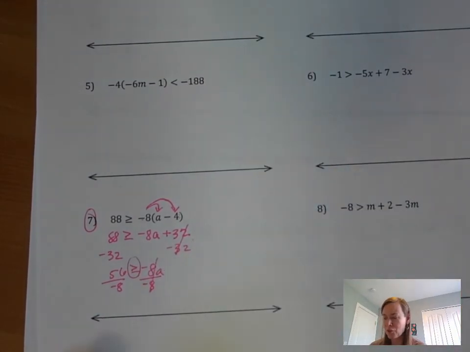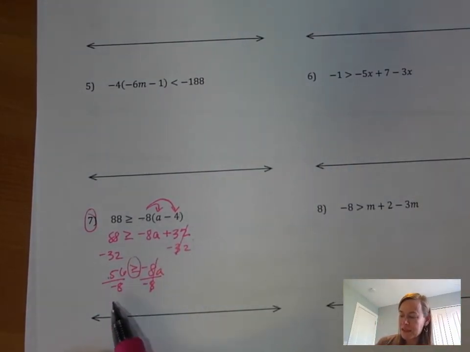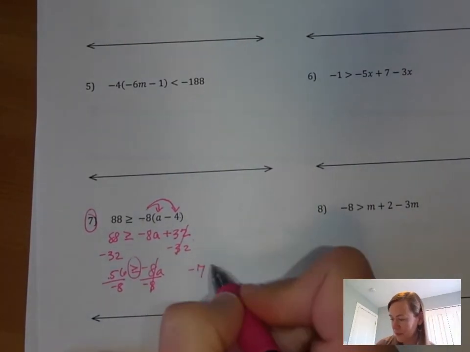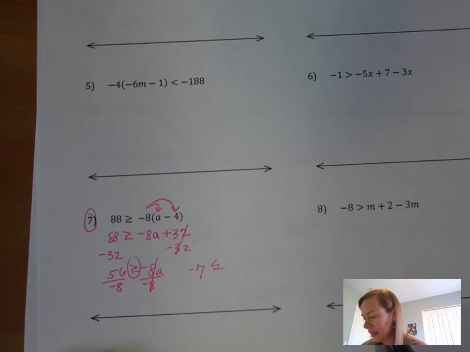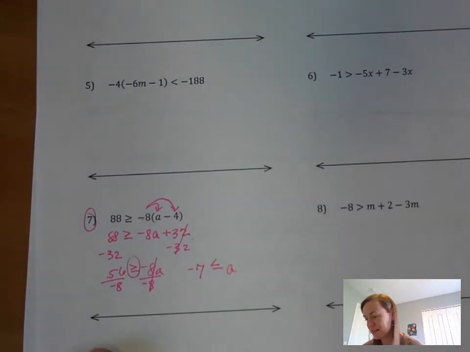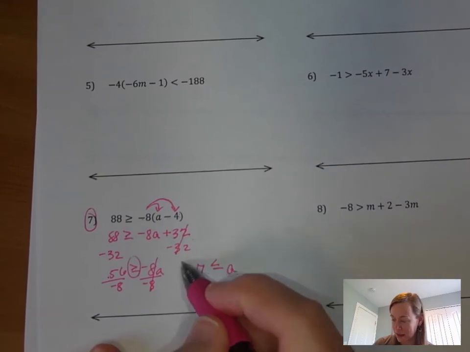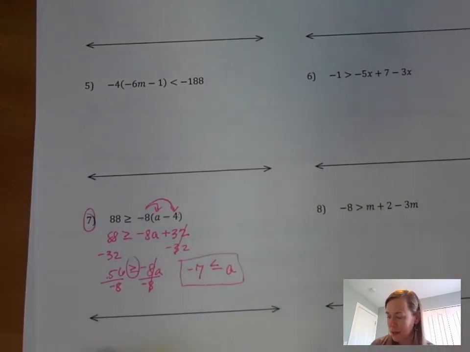That negative 8 is going to go away. 56 divided by negative 8 is going to leave negative 7. Let's flip our sign. And then it's just an a on the other side. So it looks like negative 7 is less than or equal to a. This is how we write that solution. And now let's get it on the graph.